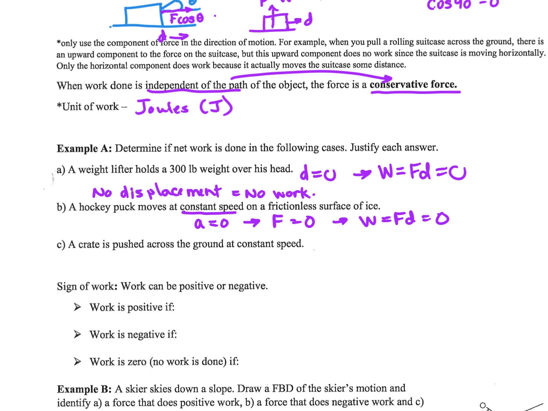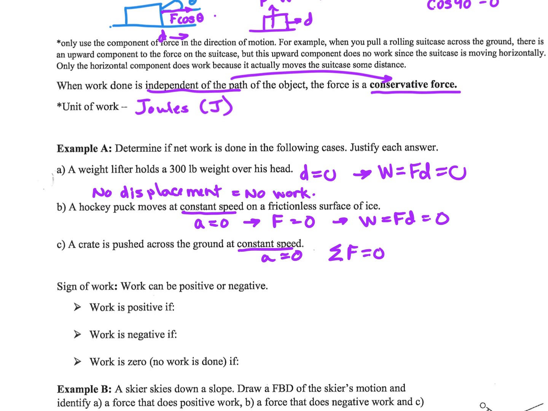Now it says a crate is pushed across the ground at a constant speed. This one is an interesting one. We've got a constant speed, which means we have an acceleration of 0, but this is not necessarily frictionless. So this is kind of a yes and no guy. We would say that the net force would be equal to 0, right? Here, because this isn't just force equals 0. This is net force that we're actually talking about.